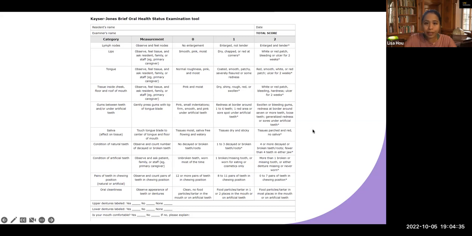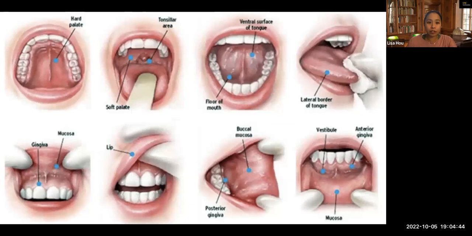And then I think the rubric is really helpful, especially for somebody who may not know as well how to conduct the oral exam. So I really like this picture because it shows the different areas that we should be looking at and focusing on when we're conducting these intraoral screenings for our older adults.